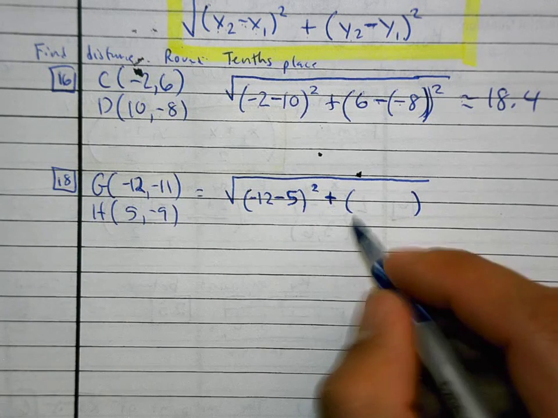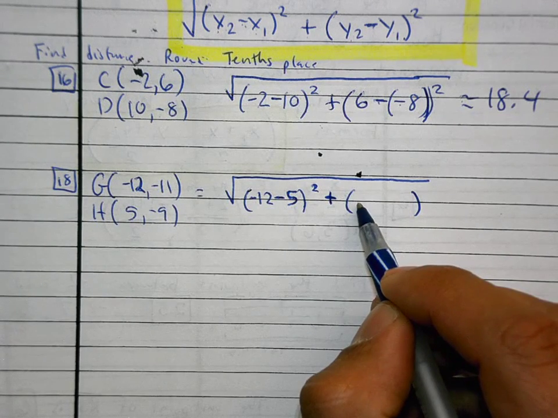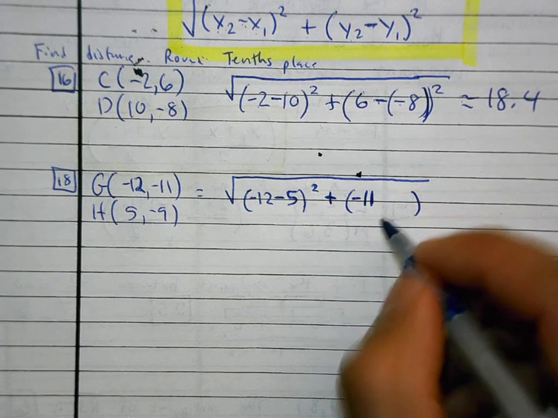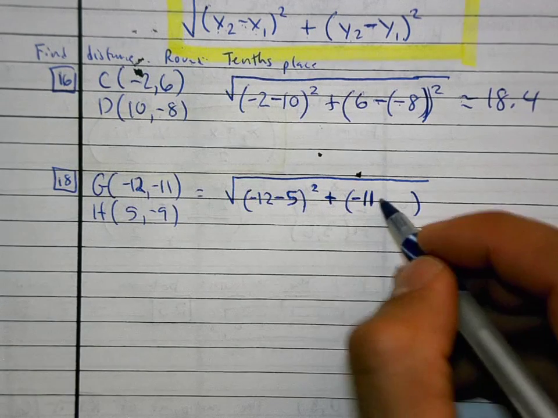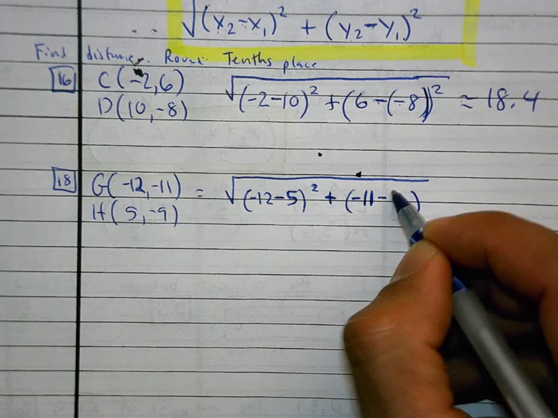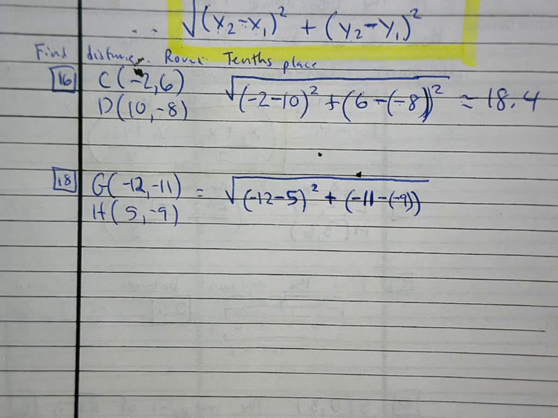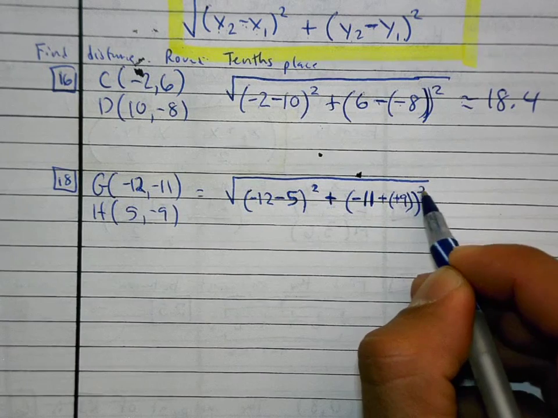Then I need some more parentheses. What goes first? If the negative 12 went first, then what do I put first for the y? Negative 11. And then this is where it gets hard. What do I put next? Minus. Now, if you want to, you can simplify this before you punch it in. Minusing a negative makes a positive. You are welcome to do that if you would like.